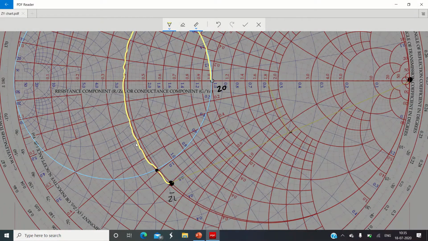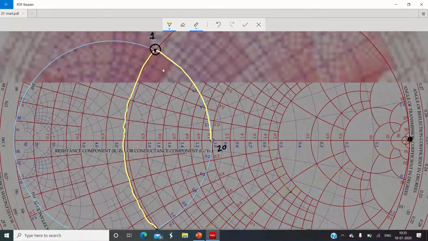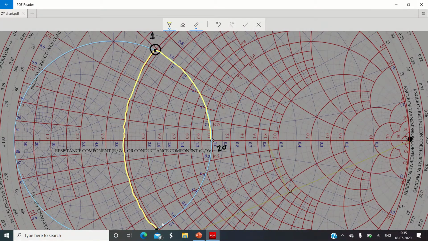The path number 1 is from ZL bar to point number 1. What we traced was a resistance circle. That means the element is a series element, and we traced it upward, which means it will give an inductor because of the upward direction. And when we reached point number 1, from there we traced a constant conductance circle and reached the center of the Smith chart, and this path is going to give us a parallel capacitor. So I hope you understood the theory.